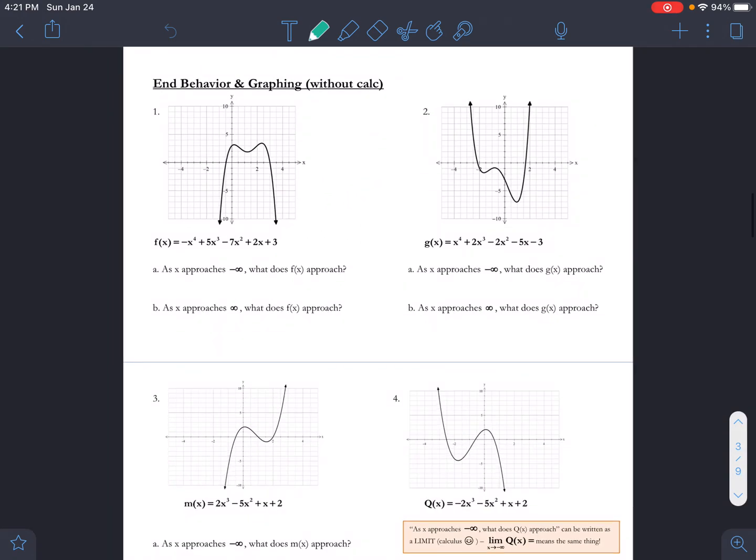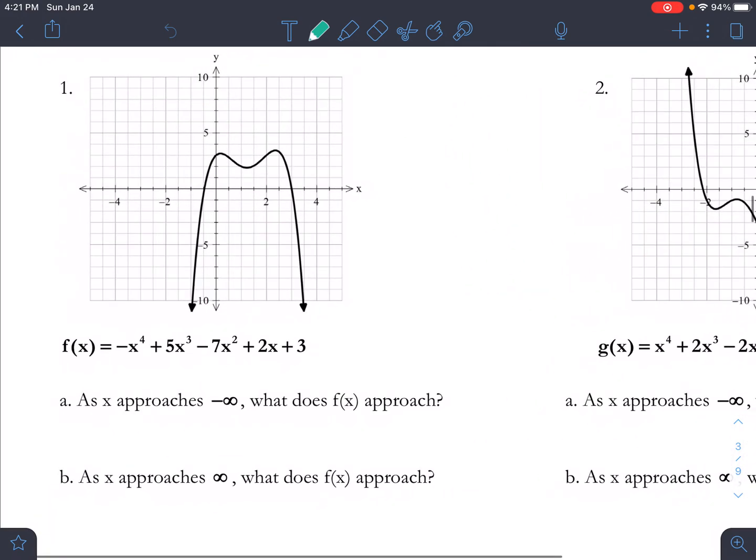So stick with me, we're going to try these four graphs here, and all you have to do is look at the picture. Okay, this is a negative x to the fourth graph. And it says as x approaches negative infinity. That means as x's get smaller, what's happening to the y values? The y values are going towards negative infinity.